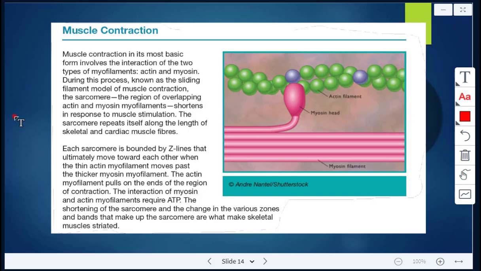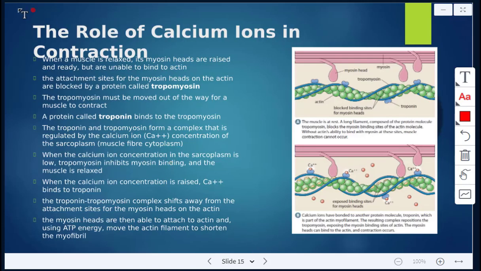That sarcomere repeats itself along the length of skeletal and cardiac muscle fibers. So we saw those Z lines, which will move towards each other when the thin actin myofilament moves past the thicker myosin filament. Okay, and then we will see that contraction occur. And we do require ATP for this to occur. Next we'll be looking at the role of calcium ions in contraction.